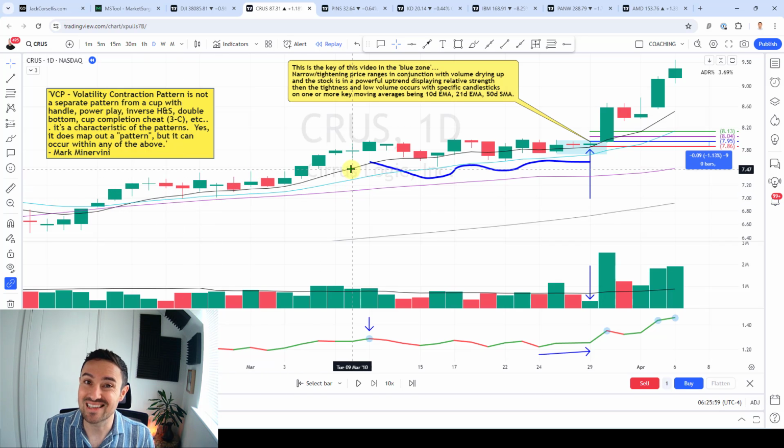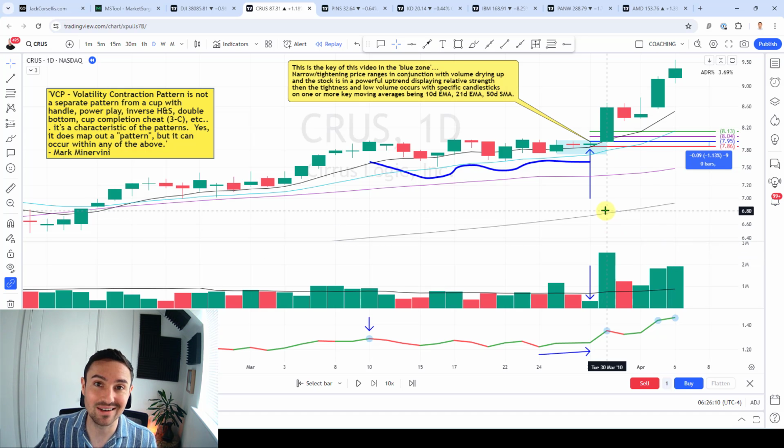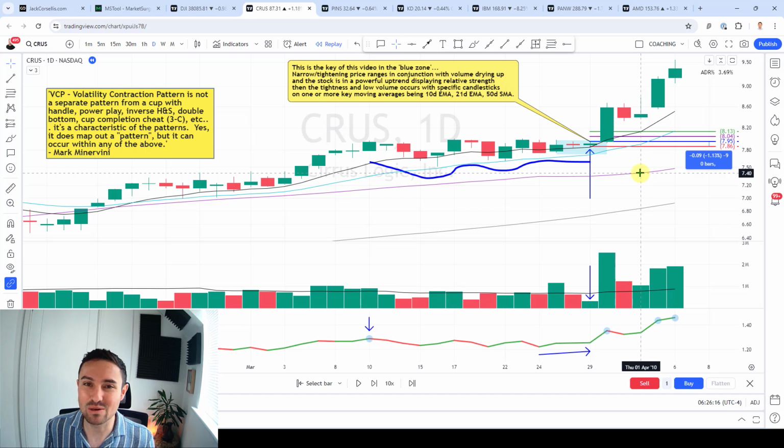The black line is the 10-day EMA, the blue line is the 21-day EMA, the purple line is the 50-day simple moving average, and you can't see it, but the red line down here somewhere is the 200-day SMA, and the grey line is the 100. If you're just going to focus on three, focus on the black, the blue, and the purple. Do focus on the red one as well. You'd like to see the long-term trend trending up, okay?